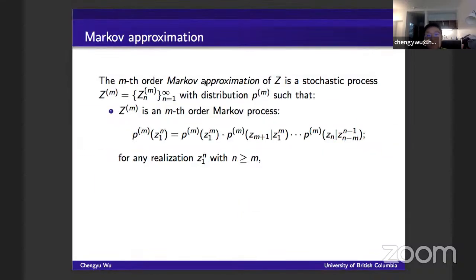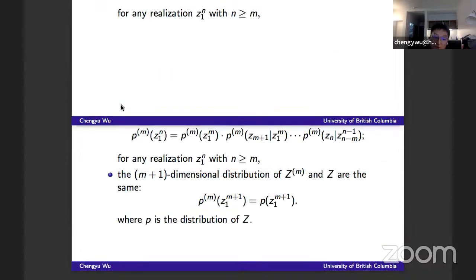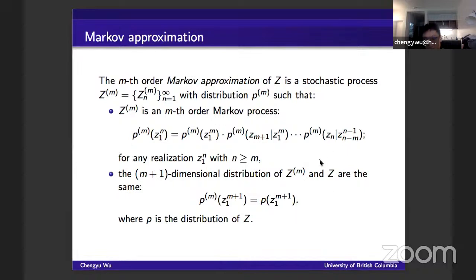So let me first give you the definition of the Markov approximation of a random process. Basically, if you have a random process Z, you will have a finite dimensional distribution. Then we define the nth order Markov approximation to the original sequence as having the same n+1 dimensional distribution as the original sequence. You first have the n+1 dimensional distribution, and then you construct the sequence as a Markov chain. That is how you approximate the original sequence by a fixed order Markov chain. Then for a fixed sequence, you will have a sequence of Markov chains to approximate it.